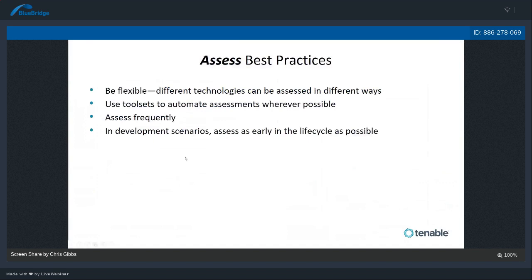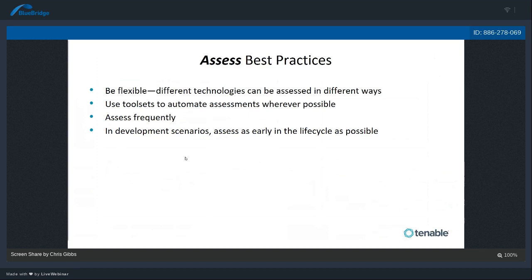Some best practices around assessment. Be flexible. Different technologies require different methods of assessment, hence why we have different tools. A web application, for example, is not going to be any good being scanned by Nessus or OT technology because they're not designed to look at the web application directly. Likewise, Nessus isn't going to be really any good scanning an OT infrastructure because OT infrastructure traditionally doesn't like being queried by the types of scans that Nessus itself will do. So be flexible, use the different technologies available. Okay?